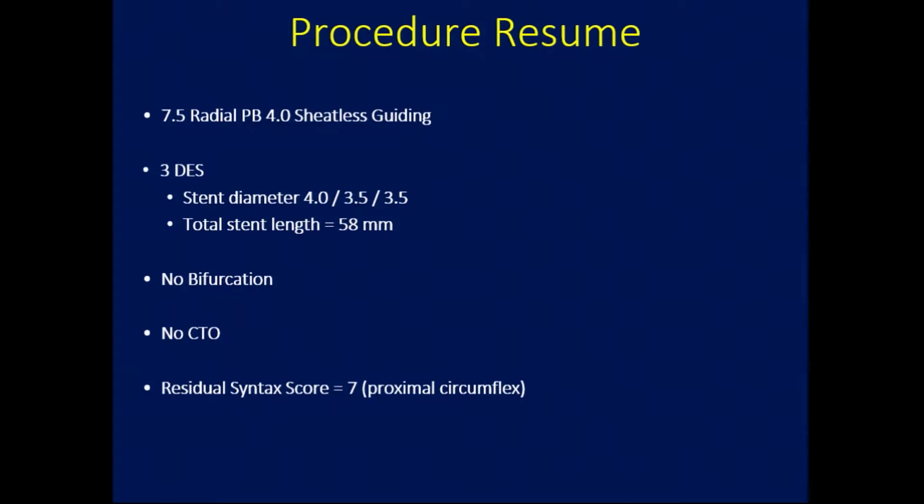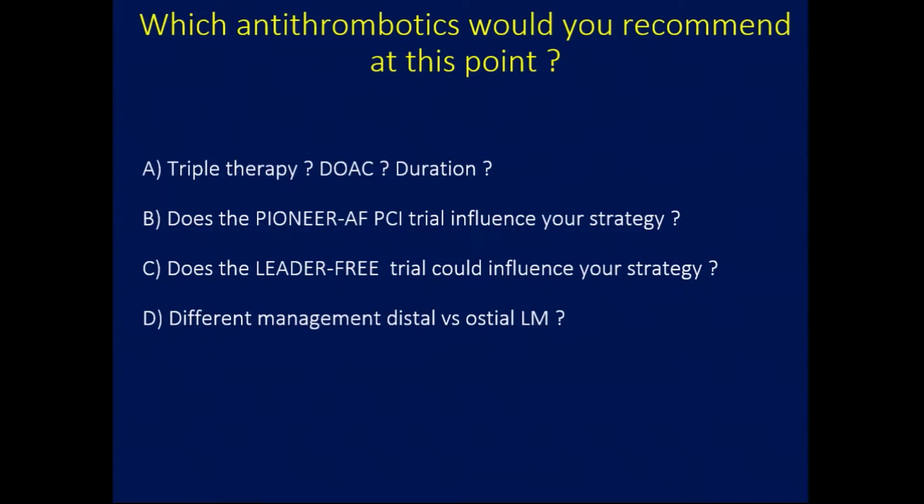So for the sake of the discussion, in this patient, 85-year-old gentleman, AF, CHADS 4, CHA2DS2-VASc 5, HAS-BLED 3, we underwent a PCI of the left main, and we scheduled for a TAVR as a staged procedure. What would you do? Would you do a triple therapy, and if yes, would you use DOAC, and of any duration, 1 month, 3 months, 6 months? And does the PIONEER AF-PCI and the LEADERS-FREE trial in this particular case influence your treatment selection strategy?